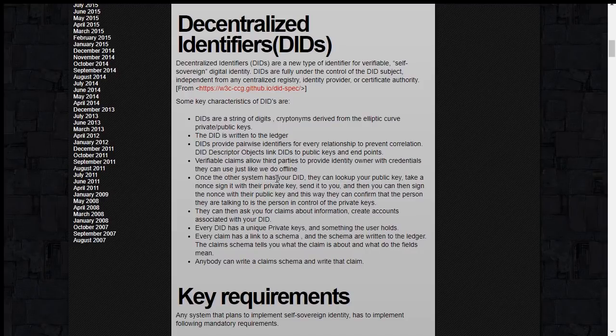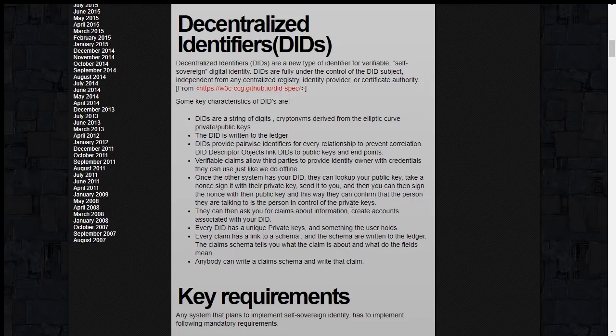Once the other system has your DID, they can look up your public key, take a nonce, sign it with their private key, send it to you, and then you can sign the nonce with their public key, and this way they can confirm that the person they are talking to is the person in control of the private keys. And the important piece over here is you can have as many DIDs as you want. So you will not have one DID for everything.